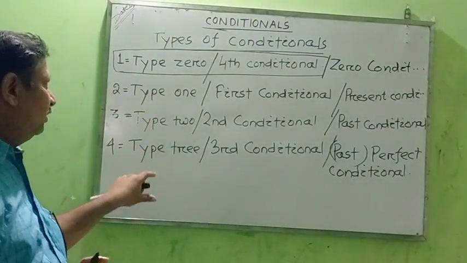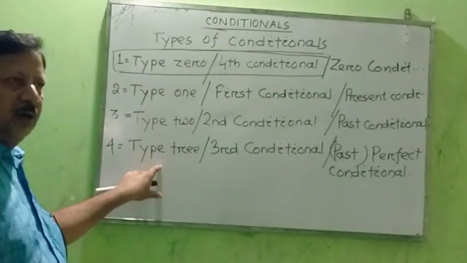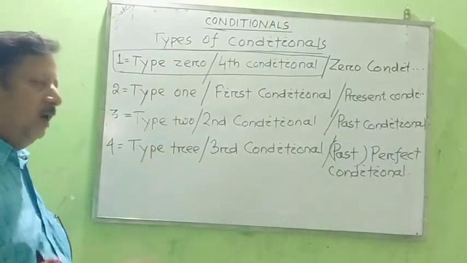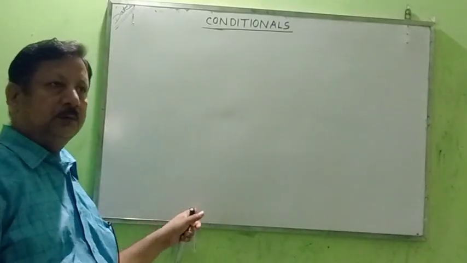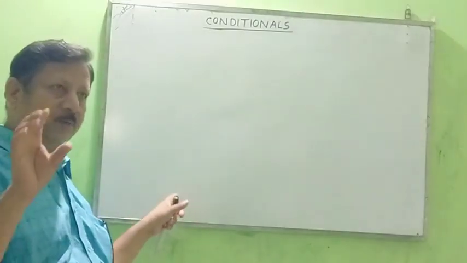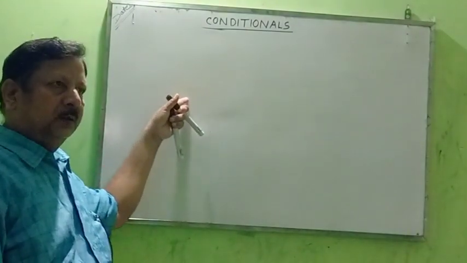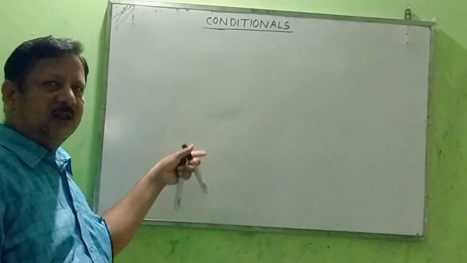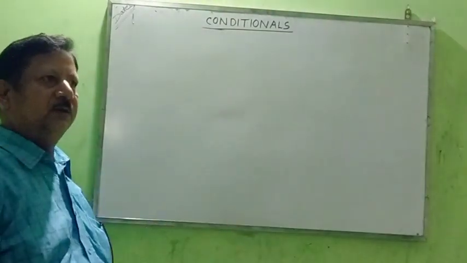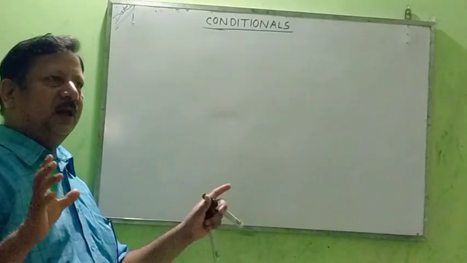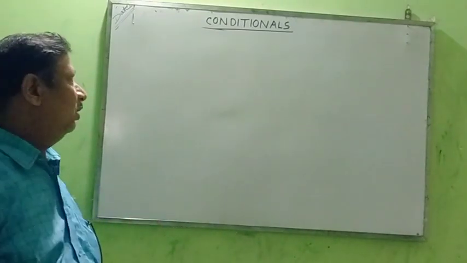Today we shall go elaborately into how they structure themselves, or what is the structure of all these conditionals. We shall go one after another. Okay, so as I have told you earlier, the first, the second and the third conditionals, or present, past and perfect conditionals, have their link with each other in their structure.